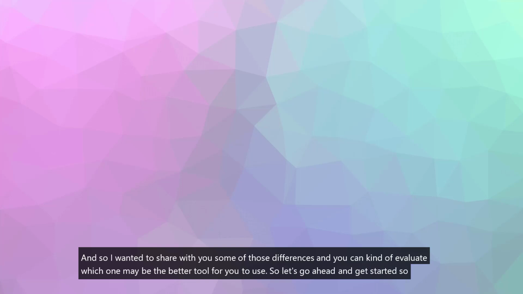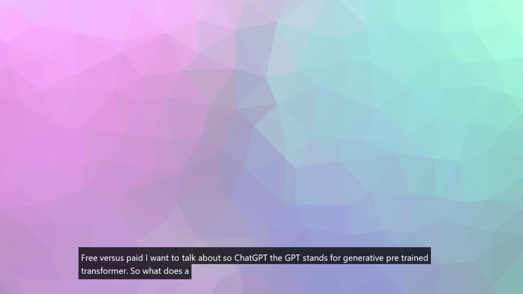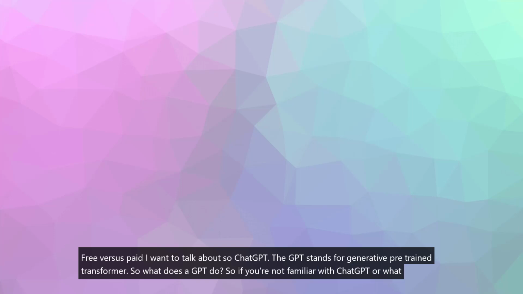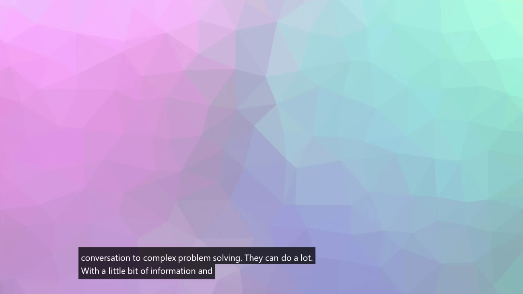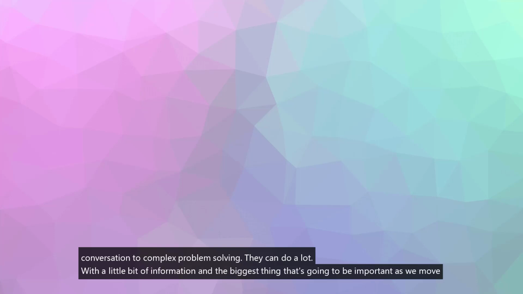Before we dive into the free versus paid, I want to talk about ChatGPT. The GPT stands for Generative Pre-trained Transformer. So what does a GPT do? If you're not familiar with ChatGPT or what these GPTs are, they generate human-like responses in a wide variety of contexts, from casual conversation to complex problem solving. They can do a lot with a little bit of information. And the biggest thing that's going to be important as we move forward and being successful in using GPTs is knowing how to prompt them and using efficient and detailed enough prompts.